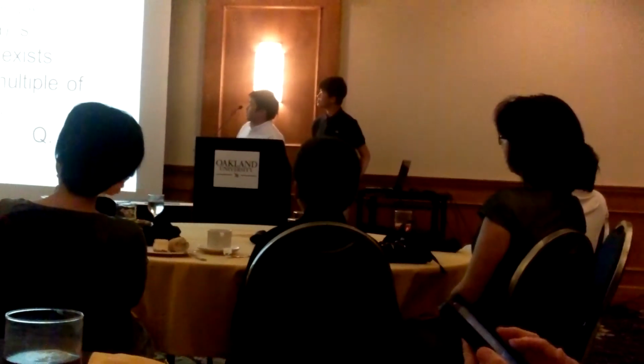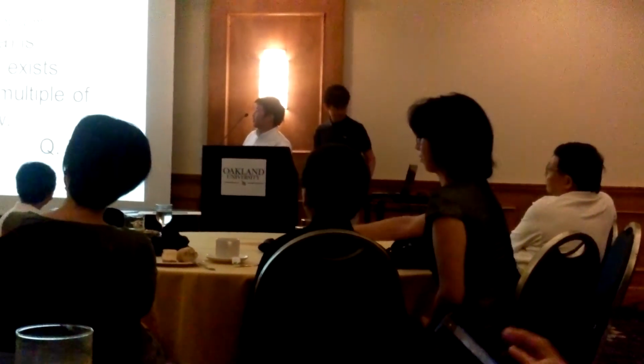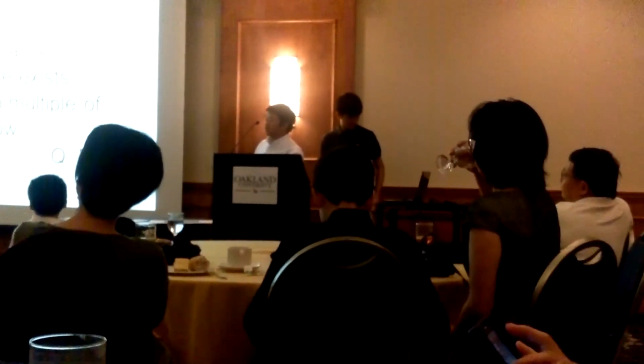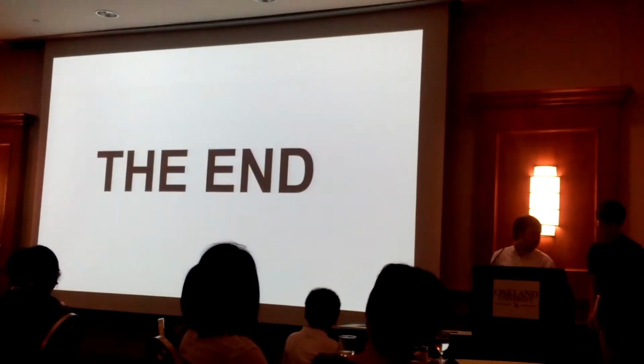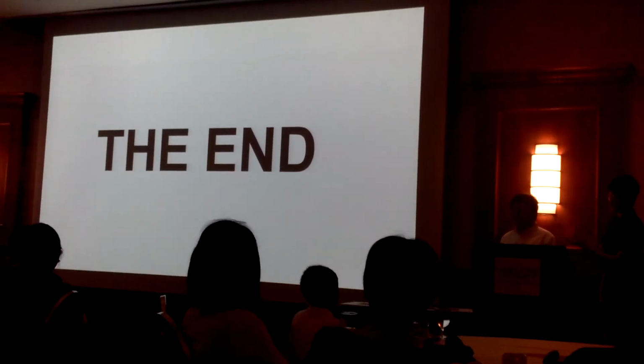So we have a and b such that f of a is congruent to f of b mod m factorial, which implies that there exist some distinct permutations a and b such that f of a minus f of b is a multiple of m factorial, which is what we wanted to show.